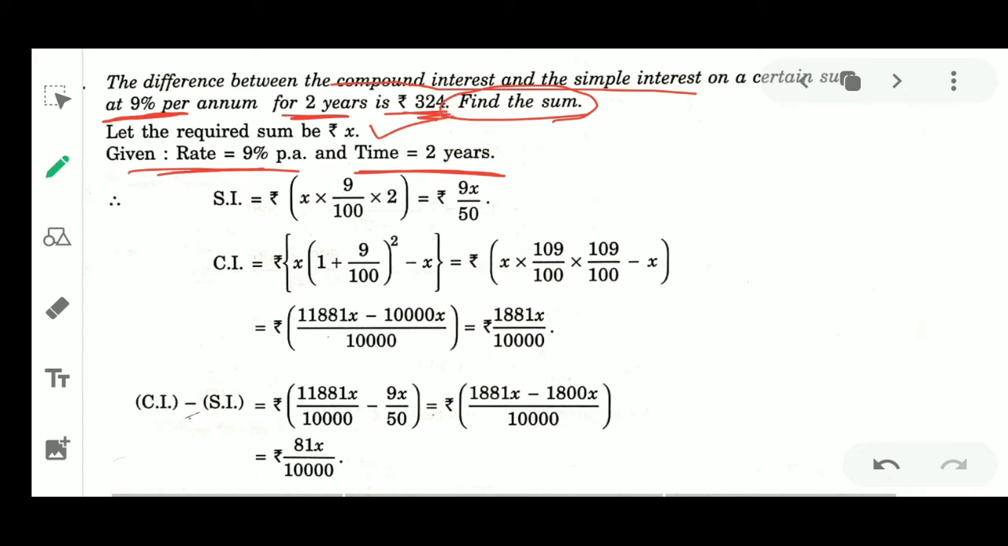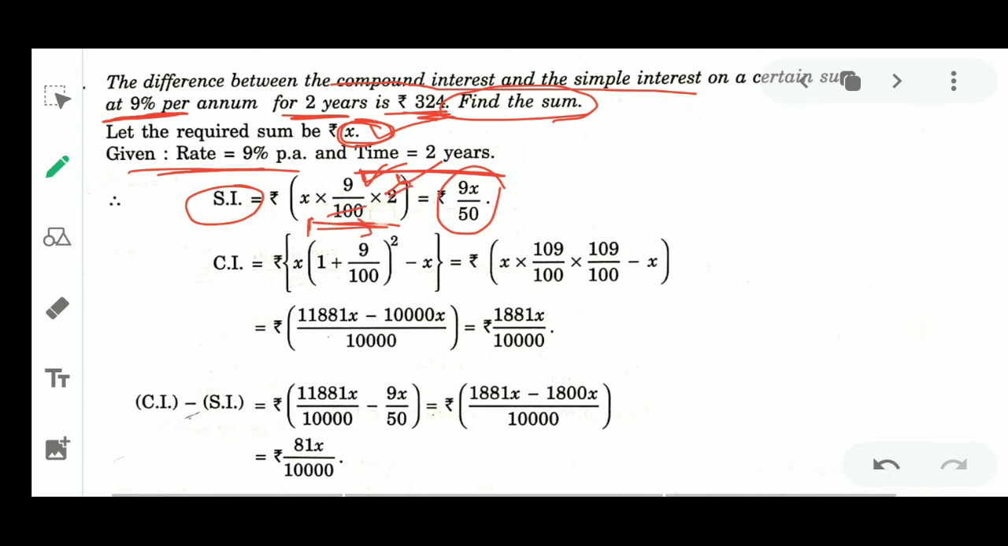Then simple interest will be, we have taken x as principal, so P into R into T by 100, that is the formula of simple interest. So this will be 9x by 50.